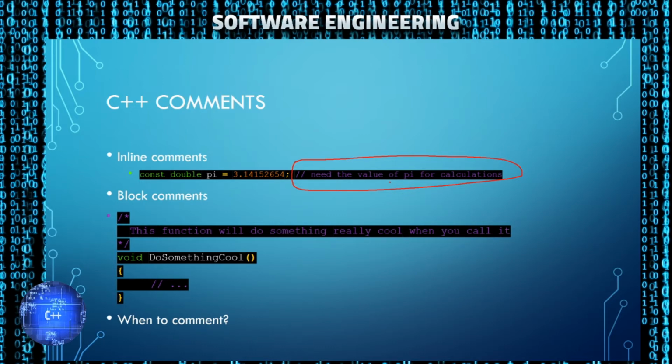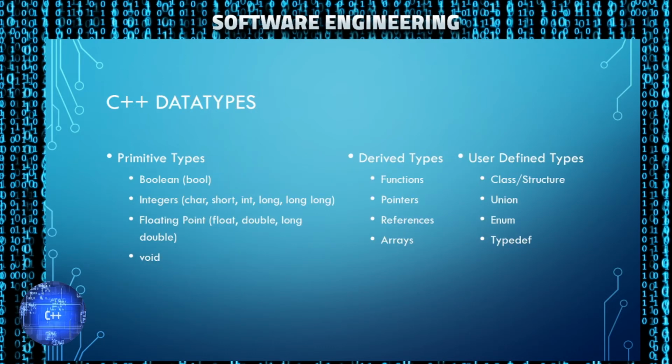C++ has a bunch of data types built in. These are called primitive data types. They're built into the compiler, and they're reserved keywords as part of the language. So you can't name a variable bool, for example. The compiler will scream at you.